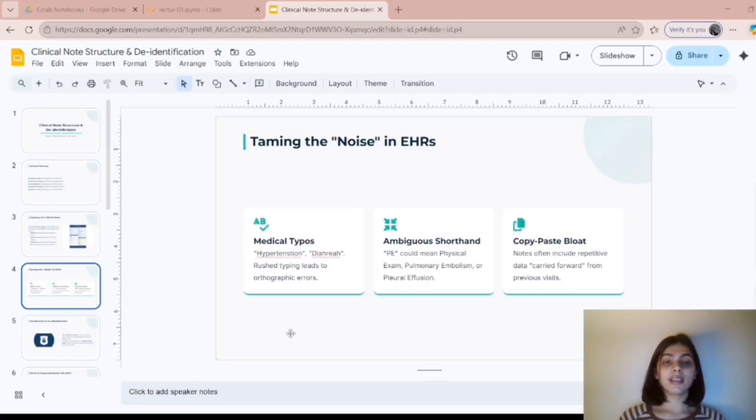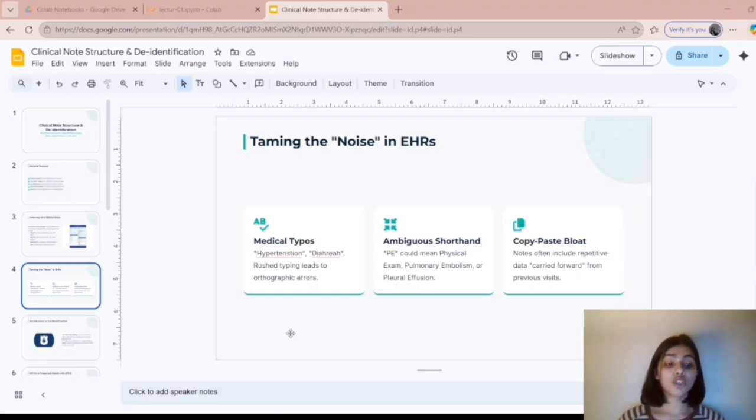Moving on to the next thing, that is taming the noise in EHRs. Your clinical data is inherently messy, okay? And why? It is due to the high pressure and the environment it is collected in, right? So we have three kinds of noise here. The medical typos. What are your medical typos? Your rush typing leads to these kinds of orthographic errors, like hypertension or diarrhea.